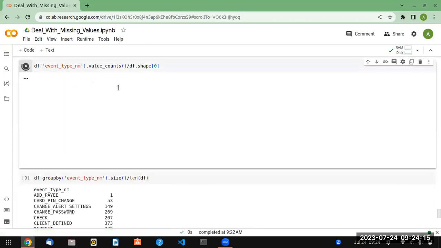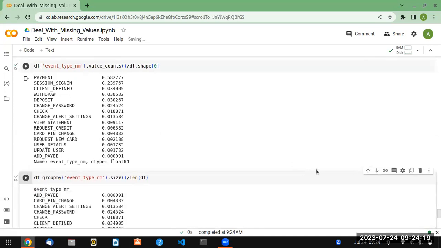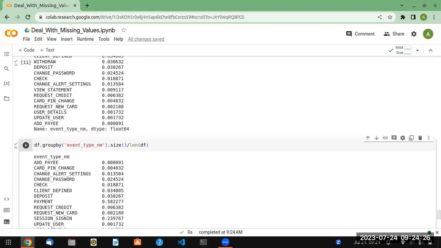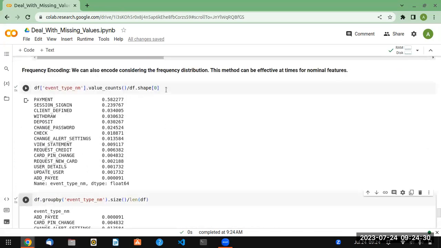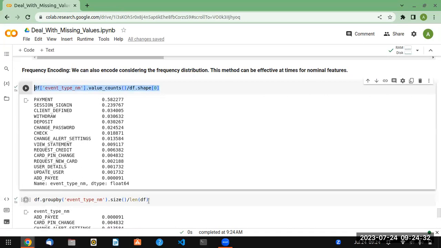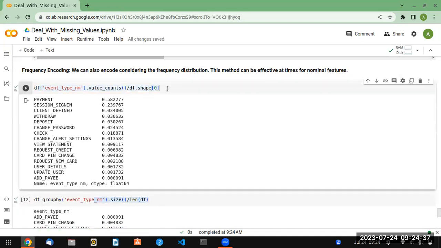Shall we run this? The result is 0.00. Is it the same? Can you verify? Yes, sir. Same, right? So the point is you can achieve this frequency in two ways, either grouping with the column name, or value counts with the shape, or here you can also use the length of the data frame.